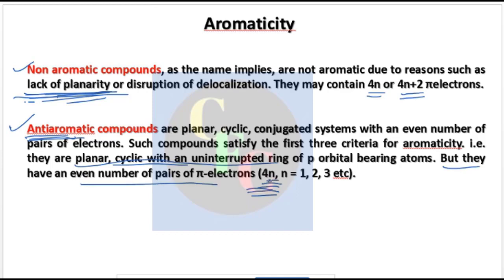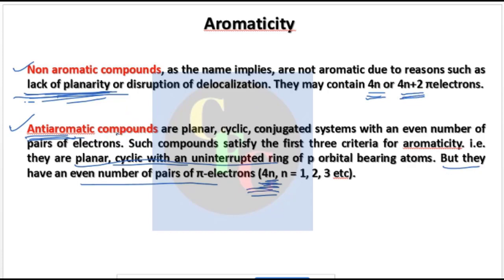So only 4n pi electron systems. Now if you have 4n pi electron systems, then they are called anti-aromatic, right? They are not non-aromatic. Non-aromatic are those which can have 4n systems and may also have 4n plus 2 systems, but they are not cyclic.